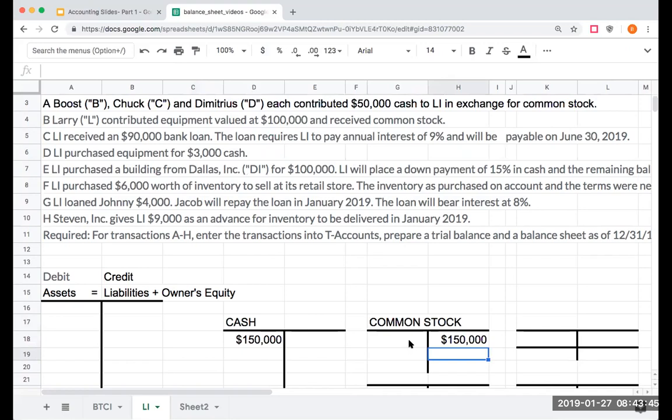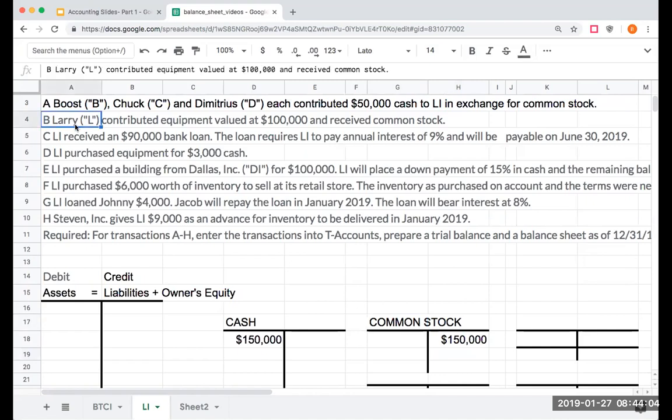$150,000. Note here, when I'm going through and doing this, I'm not concerned with common stock par, additional paid-in capital. We'll do that at a later chapter. I'm right now just calling it common stock. I don't want you drinking through a fire hose. We're going to do this a little bit at a time.